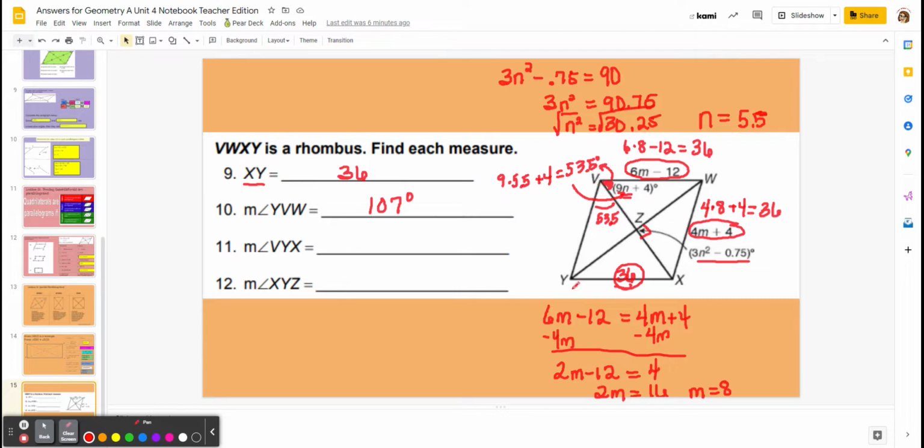If we want to know VYX, that is a consecutive angle to the one we just found, YVW. VYX is the next consecutive one. It means they have to be supplementary, or add together to be 180. So 180 minus 107 is 73.